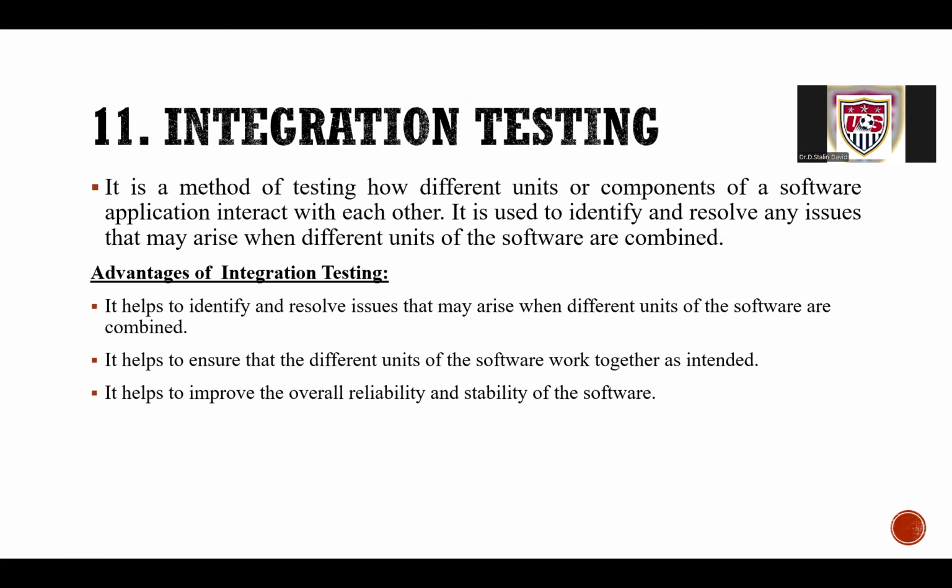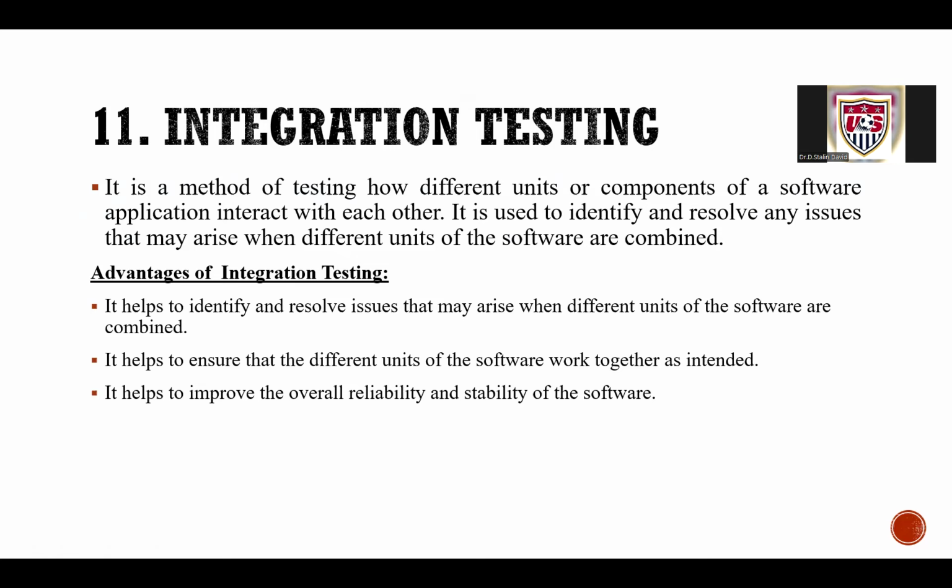And the next one is integration testing. Integration testing is a type of testing that checks how different units or components of a software application interact with each other. It is used to identify and resolve any issues in the software, mainly by checking different units of the software. It is typically done after unit testing and before functional testing, and is mainly used to verify that the different units of the software work together.